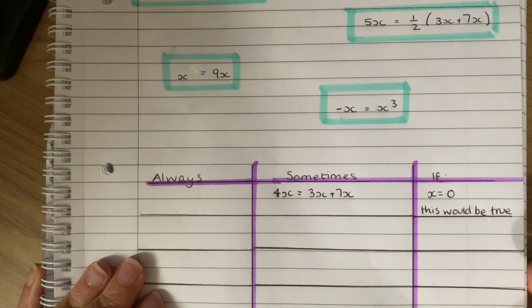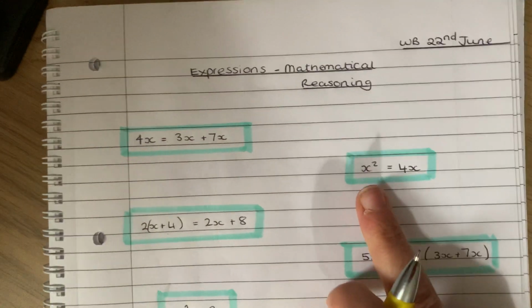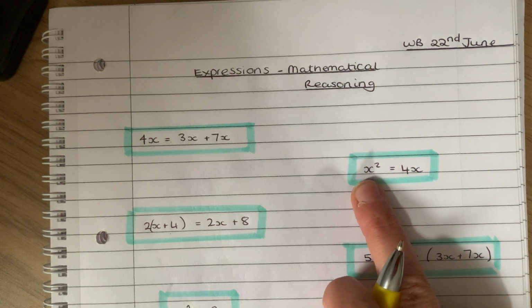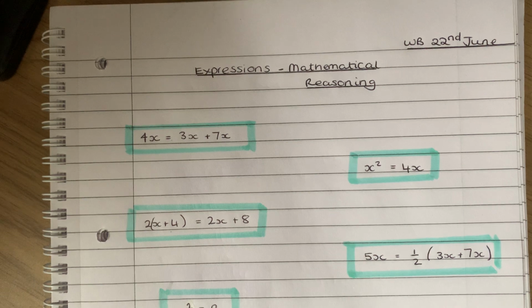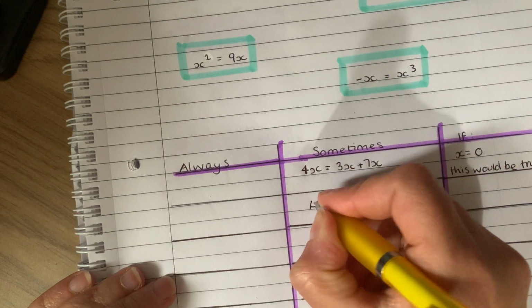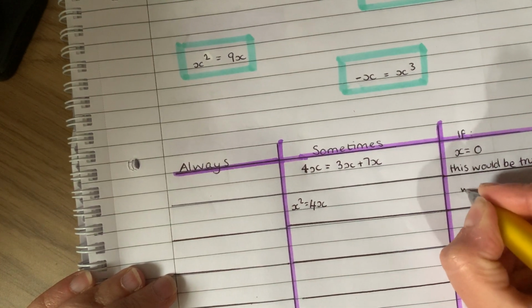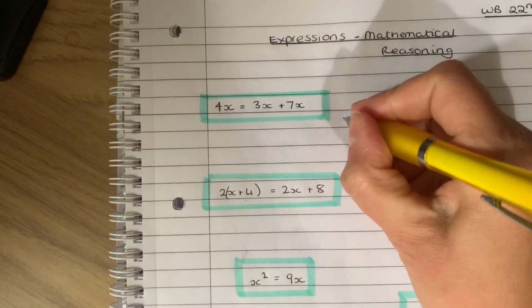Okay, right, let's have a look at some of the other ones then. So the next one, I've got x squared equals 4x. I'm trying to think of when this could be true. Well, I can see that it would be when x is equal to 4. So x squared, well, 4 squared would be 16, and 4 times 4 is 16. So that is sometimes true: x squared equals 4x when x equals 4. Okay, so I've done those two.